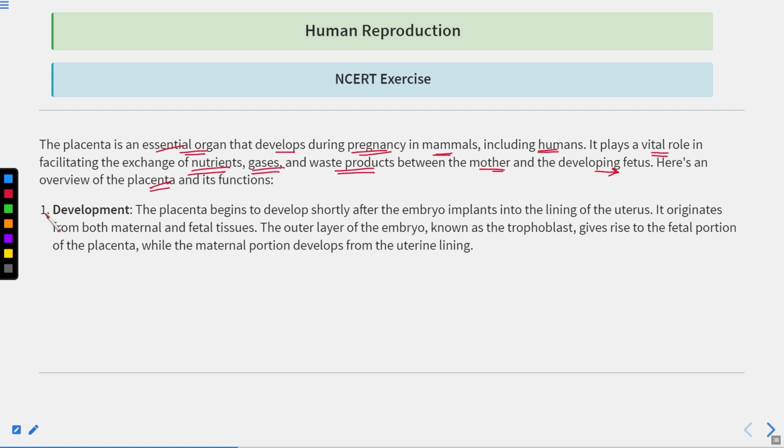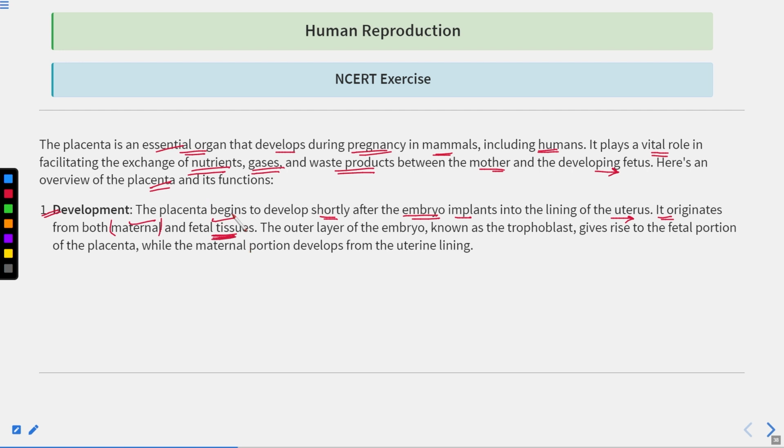So first let's have a look at the development. Now the placenta begins to develop shortly after the embryo implants into the lining of the uterus, or the blastocyst implants in the lining of the uterus. Now, where does the placenta originate? It originates from both the maternal and the fetal tissues. So the placenta is formed by both the maternal tissue, meaning the uterine tissue, and the fetal tissue, which are the chorionic villi.